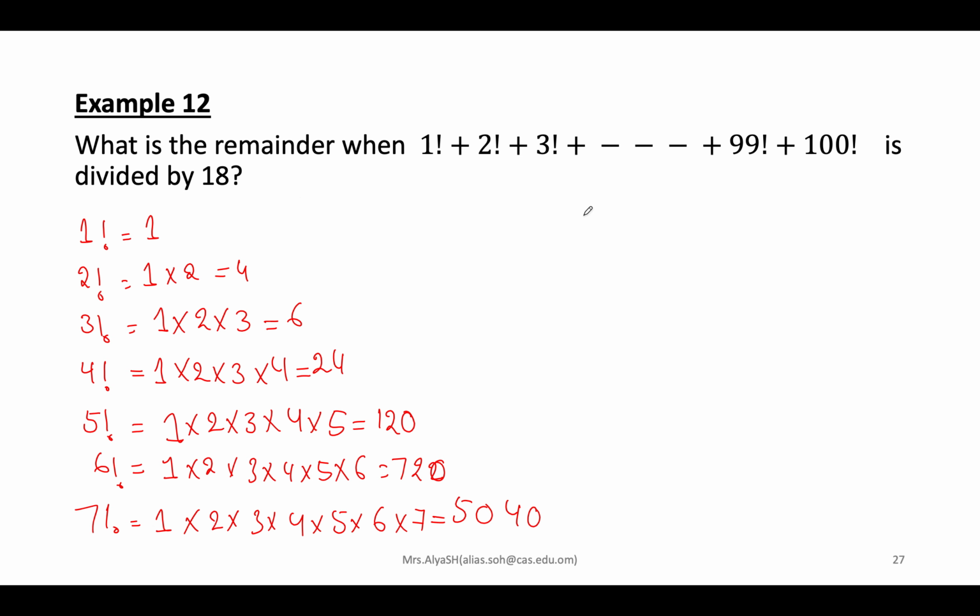Now we need to go up to 100 factorial, find the remainders when divided by 18. So 1 mod 18 is 1, 2 mod 18 is 2 because the number is less than 18. Then 6 mod 18 is again 6. Then we have here 24 mod 18, which is 6.